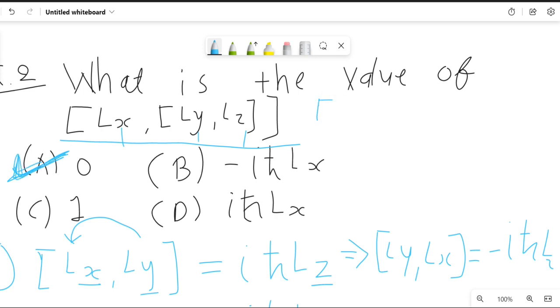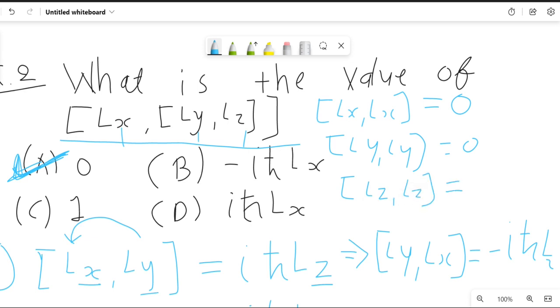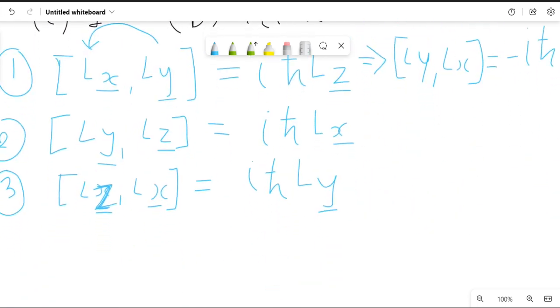Again remember, the commutation relation of Lx and Lx gives 0. Ly and Ly gives 0. Lz and Lz gives 0. So now we see how it becomes 0. Let us discuss that.